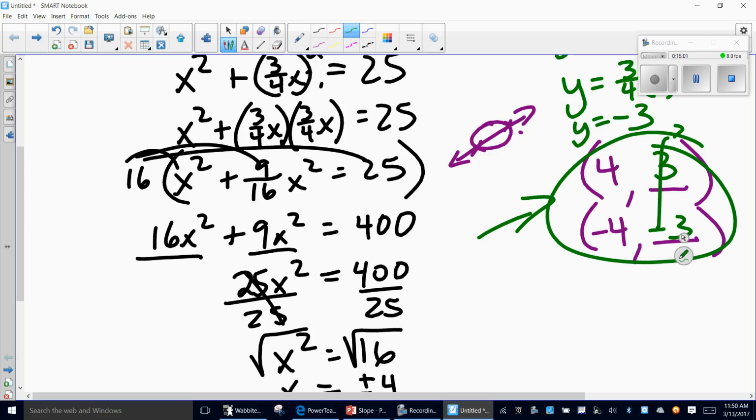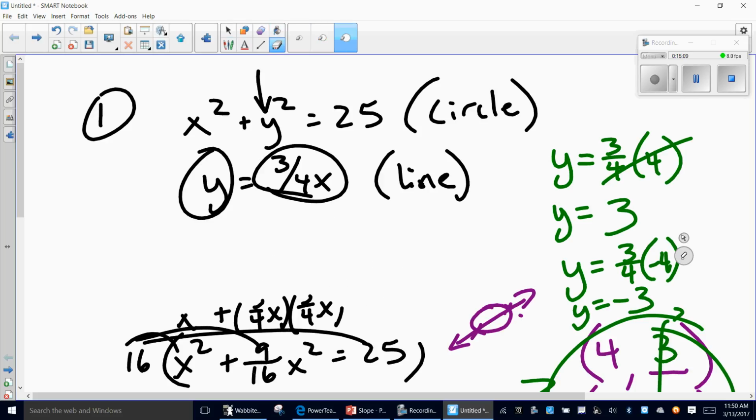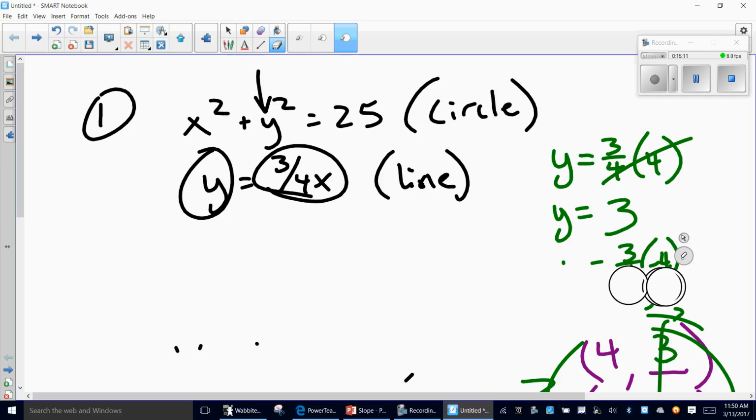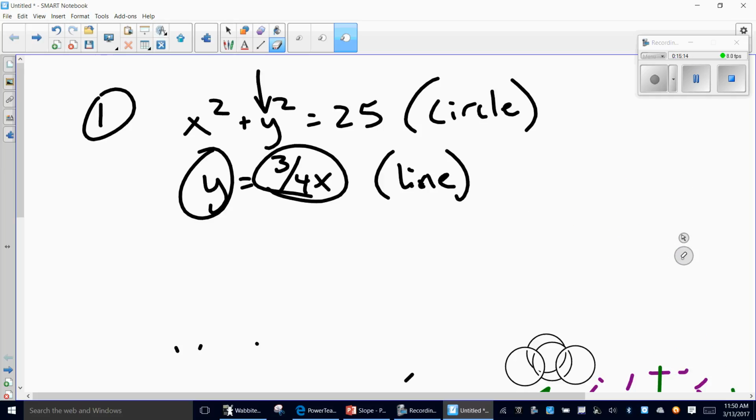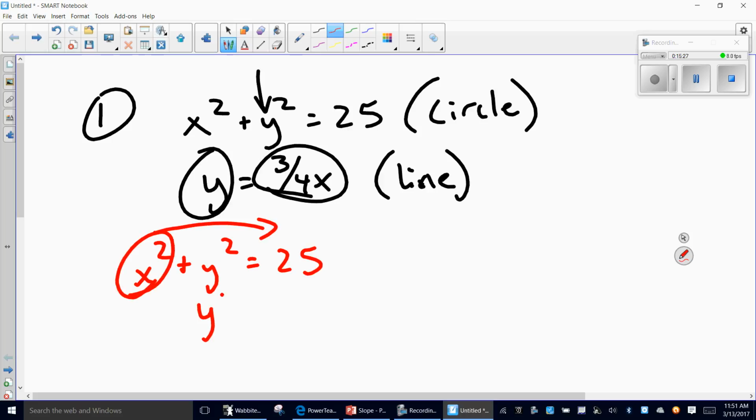So let's look at this graphically. First thing, if I go back to my problem, I need to have both equations in y equals. So my bottom one's good, but I need to rearrange this top one. X squared plus y squared equals 25. So I need to move the x squared over. I'll have y squared equals what? Negative x squared plus 25. How do I get rid of y squared?